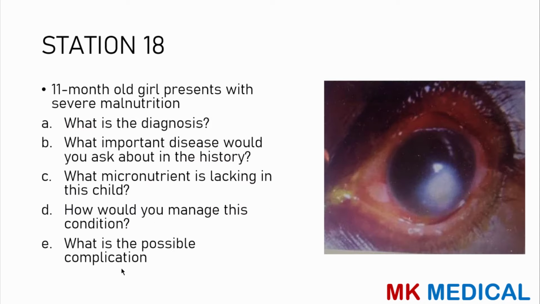Station 18. An 11-month-old girl presents with severe malnutrition. What is the diagnosis? What important disease would you ask about in the history? What micronutrient is lacking in this condition? How would you manage this condition? What is the possible complication? Take your time, pause your video. You may even zoom the image if you do not see it very adequately, but I think it should be clear enough. So here comes the answer.